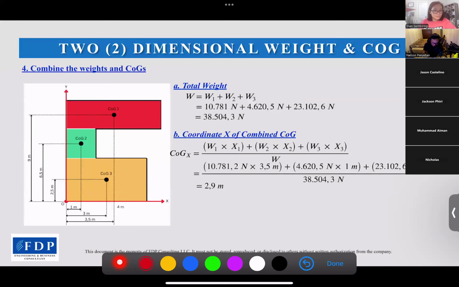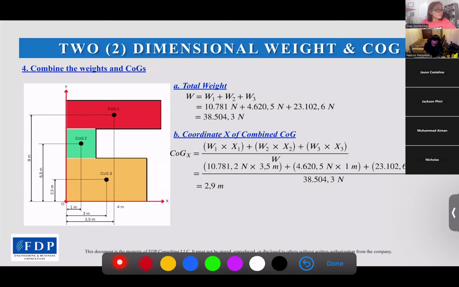Now we can combine all of them, area 1, area 2, area 3. To combine that, for the total weight, we can just total the weight for each area. So weight 1 plus weight 2 plus weight 3, we get the total weight is 38,504.3 newtons.